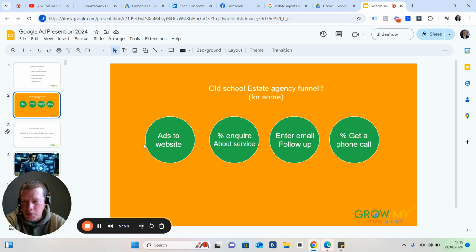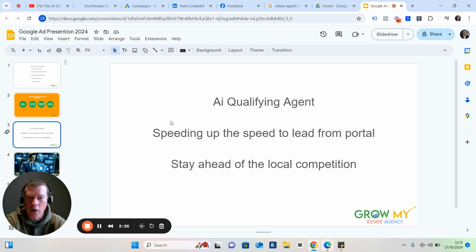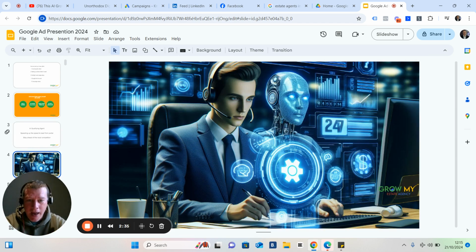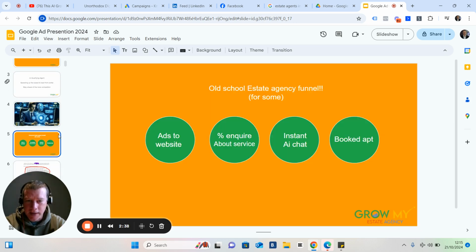So what we're doing now is using this AI qualifying agent, which speeds up the lead response across all portals and also your website, staying ahead of the competition essentially using AI chatbots. Now, the new format is the same thing. We've got the same CRM, the same processes, just a different way of working. We're driving the same ads to a landing page. Again, a percentage of those will inquire about the service, but instead of driving straight through to an email, we're starting an instant AI chat on their phone using WhatsApp.